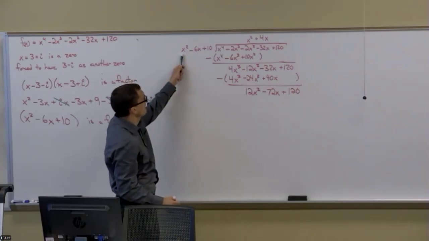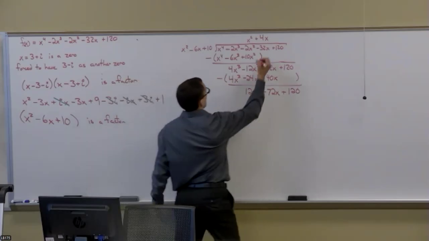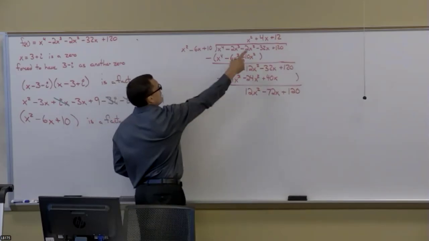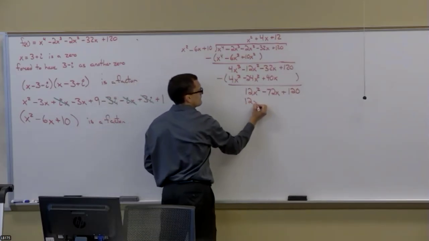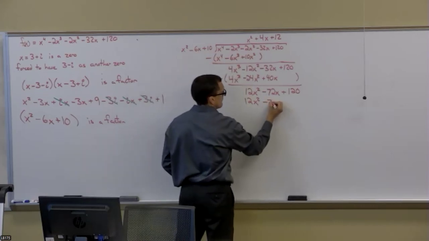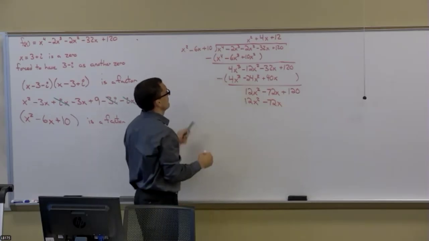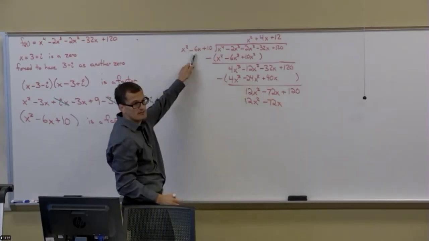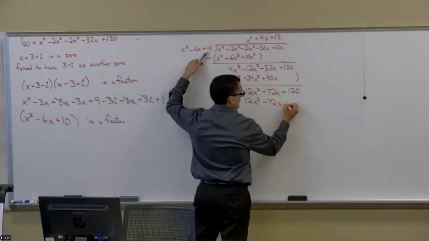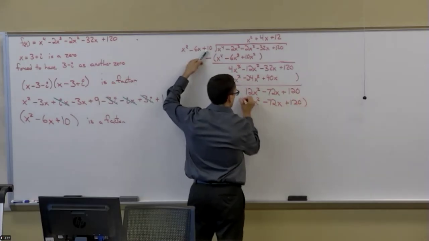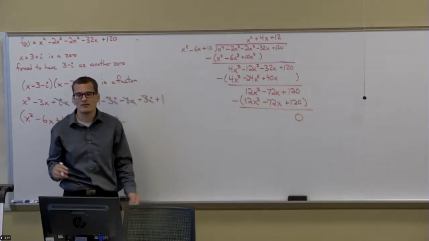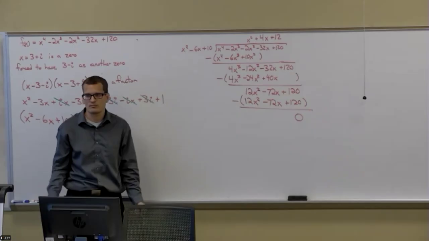Then what do I need to multiply by x squared to get 12x squared? The answer is, well, 12 times x squared is 12x squared. 12 times negative 6 is negative 72, so we get negative 72x when I take 12 times minus 6x. 12 times 10 is a positive 120. And sure enough, when I subtract, I get remainder 0, just like we knew we would.